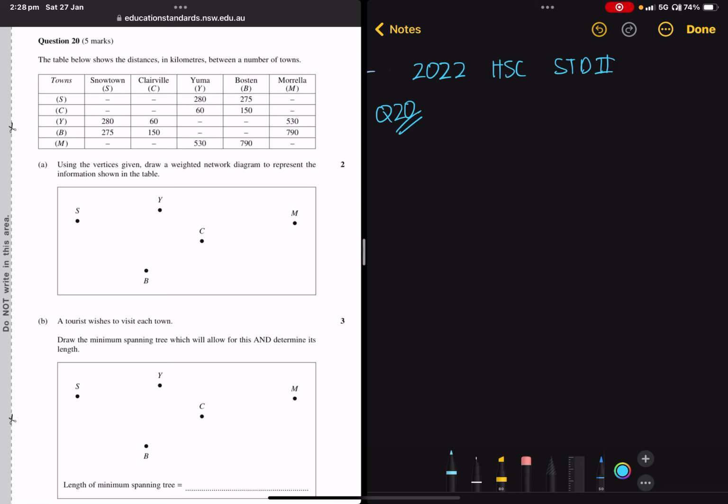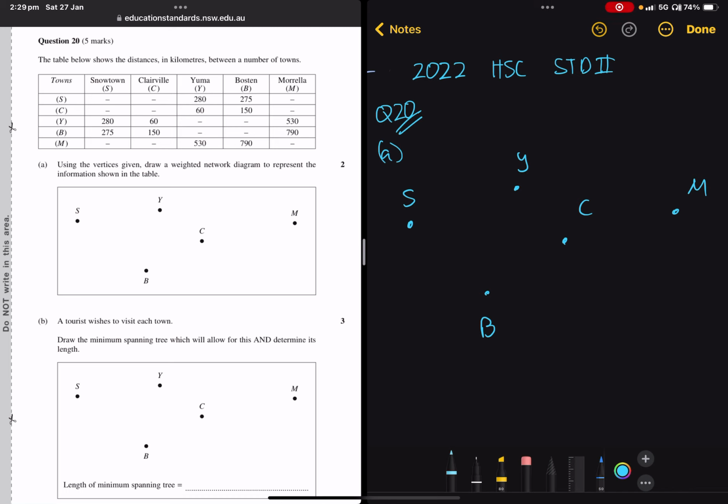And we are given a little diagram in part A, and part B in fact, but we'll just draw the diagram for part A first, showing these towns. So we have S here, we have Y here, we have B here, we have C here, and we have M over here. And the question says, using the vertices given, draw a weighted network diagram. Okay, so we have to connect the dots that we know can be connected.